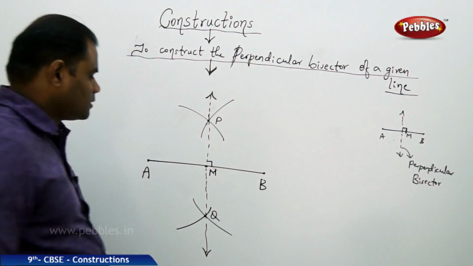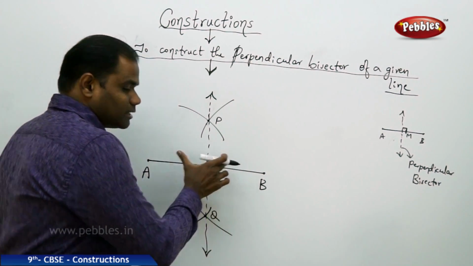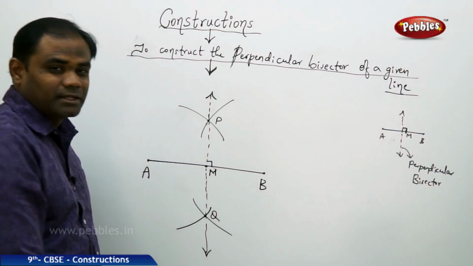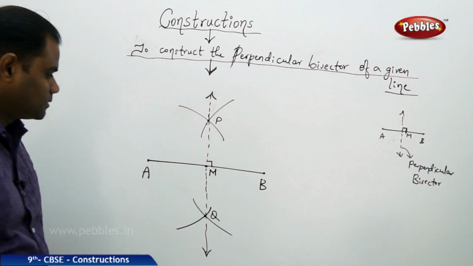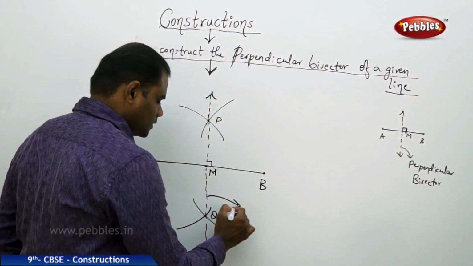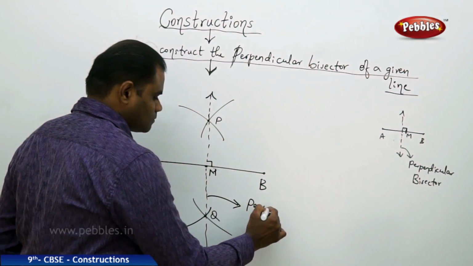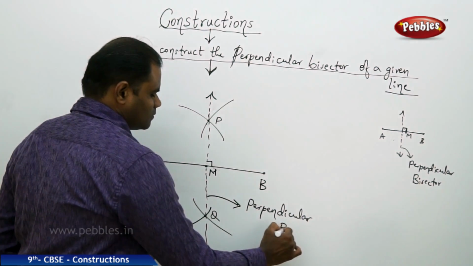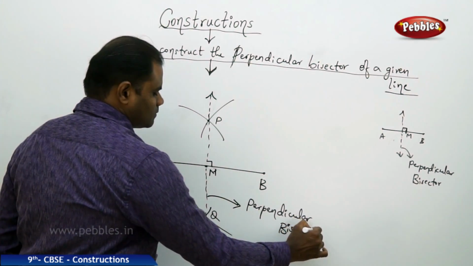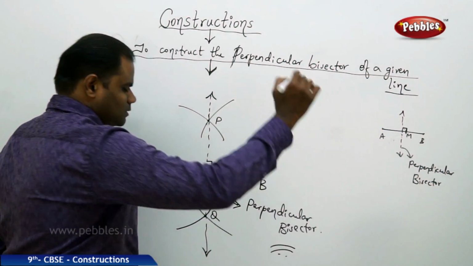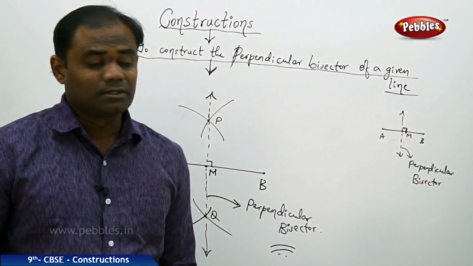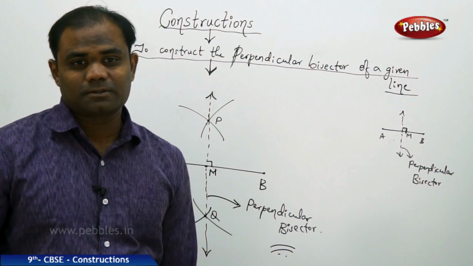Therefore, this line, which is obtained by taking the compass more than half and cutting the two arcs, gives us the perpendicular bisector. So here comes the perpendicular bisector. PQ is the perpendicular bisector which is obtained through the construction process.